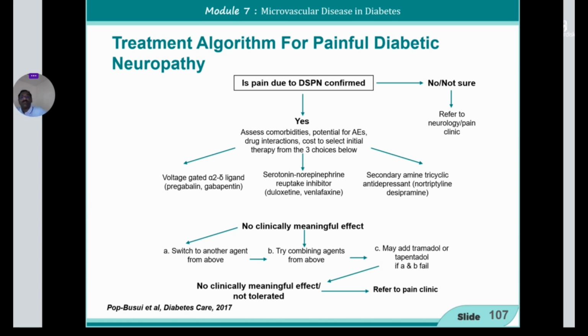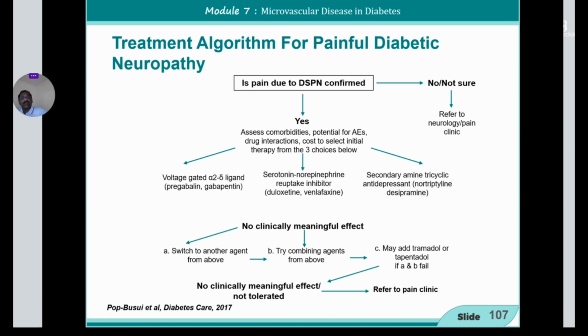So what are the choices you have? Voltage gated calcium channel drugs like pregabalin and gabapentin, that is one subset. And then you have the serotonin norepinephrine reuptake inhibitors like duloxetine, that is another drug. And then the age-old drug is the secondary amine tricyclic antidepressants like nortriptyline and desipramine.